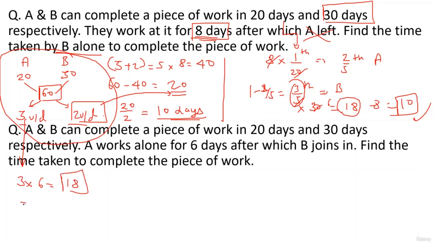Okay, what is the remaining work? The remaining work is 60 minus 18 जो कि 42 है. अब 42 यूनिट्स का ये वर्क दोनों साथ में करेंगे, राइट? बी इज जॉइनिंग हिम, राइट? तो अब 42 यूनिट्स का वर्क कौन करेगा? ए और बी साथ में.